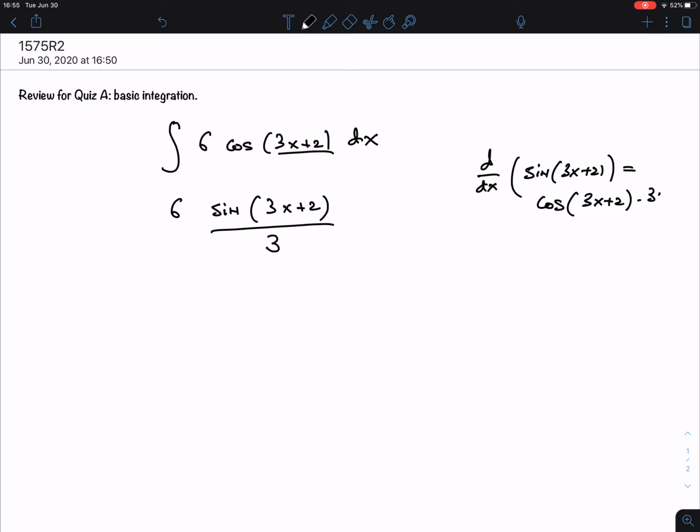Sometimes people start integrating the inside function. No, this is how you have to do it. Okay? Plus c, of course.